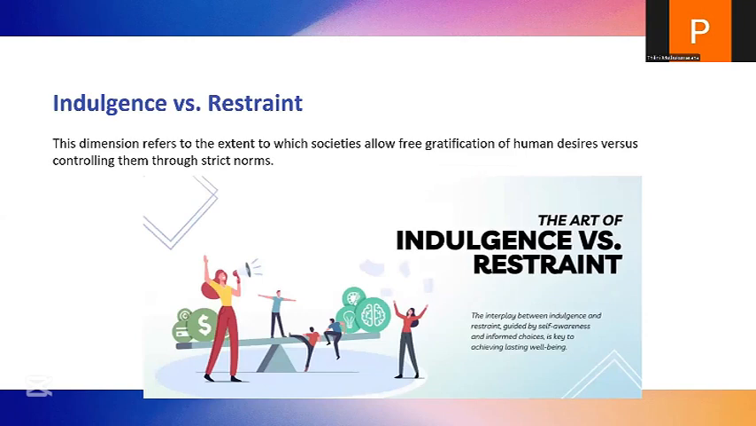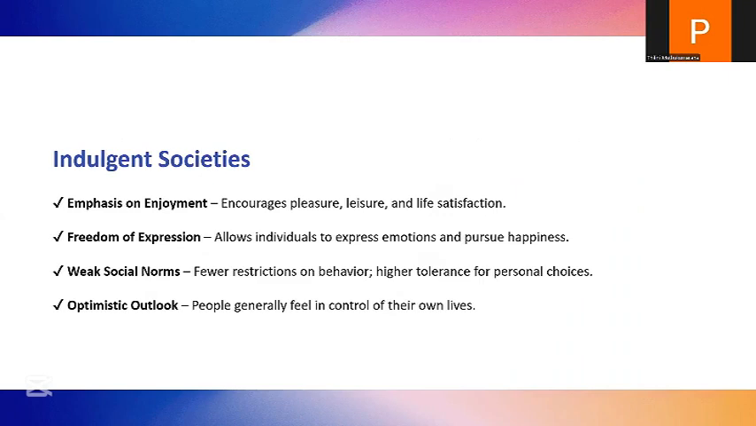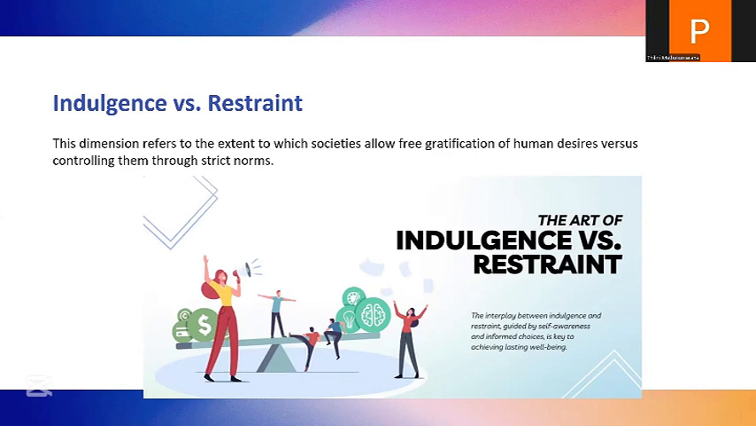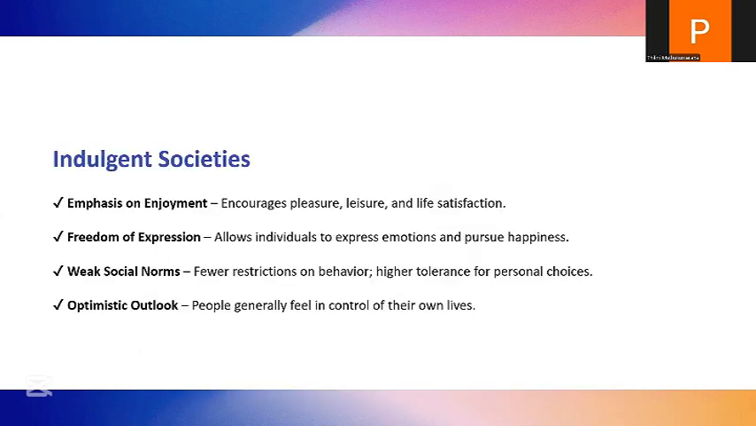The last dimension is indulgence versus restraint. This dimension refers to indulgent societies and restrained societies. Indulgent societies encourage pleasure, leisure, and life satisfaction. They have freedom of expression, weak social norms, and an optimistic outlook.